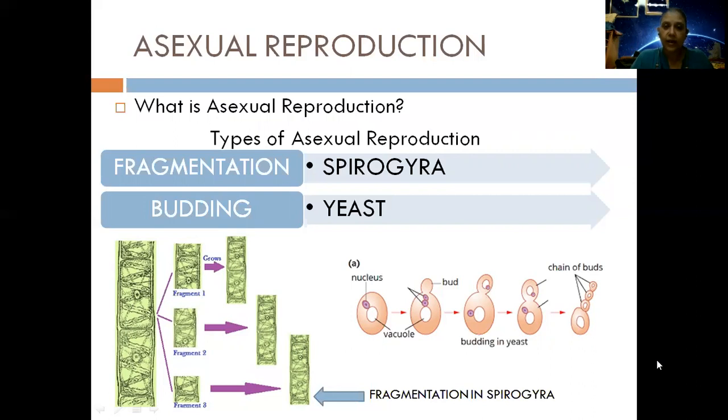Yes, okay. Now the next one, budding. The example is yeast. Have you heard about the word yeast? Yeast is generally used for making baking products, say bread, pizza bread, all this stuff.